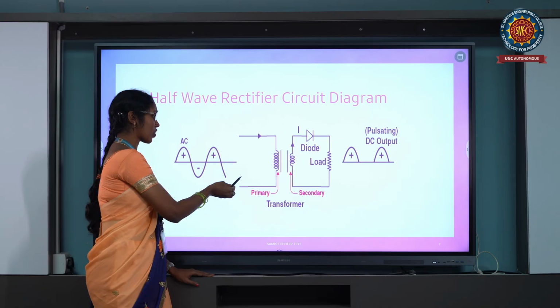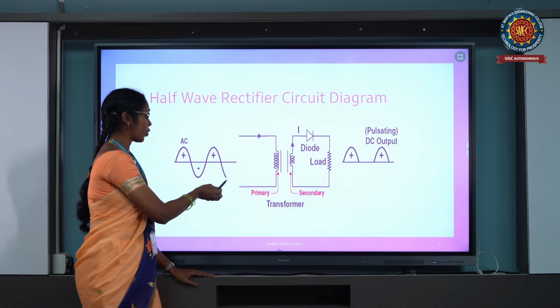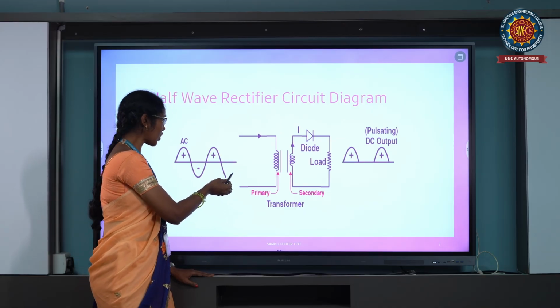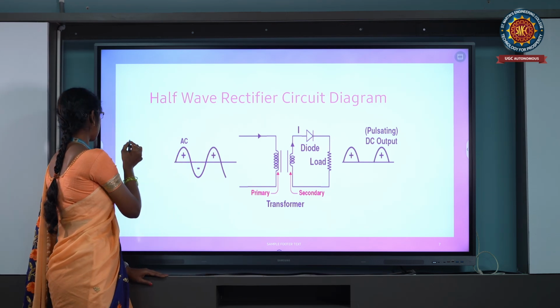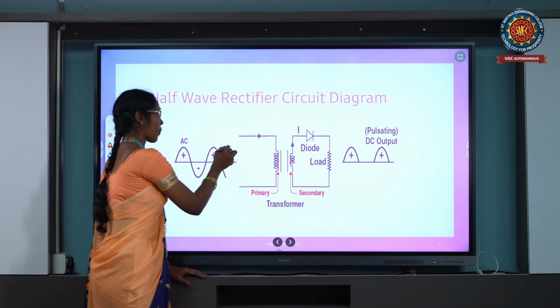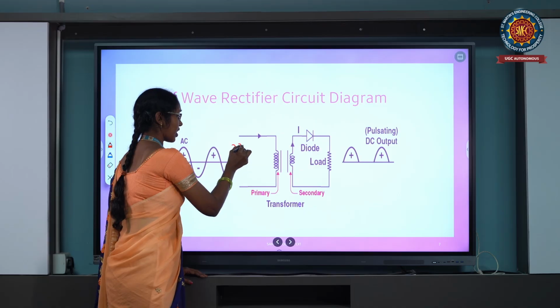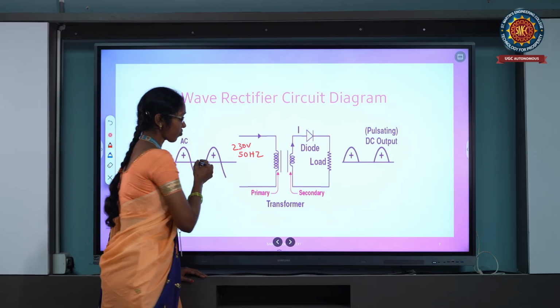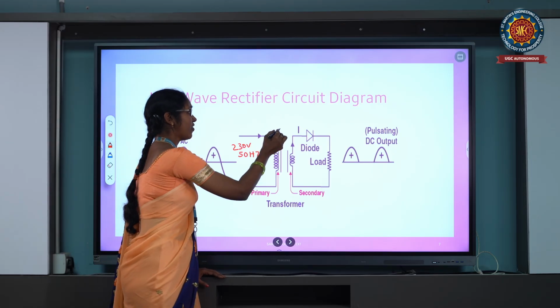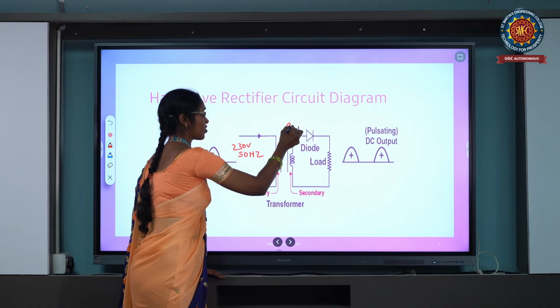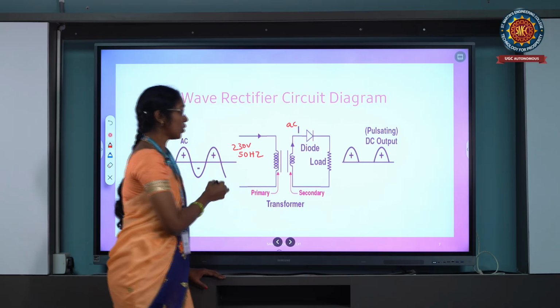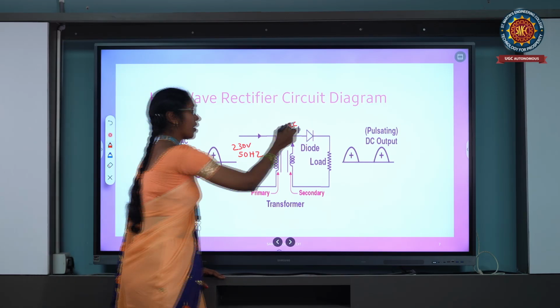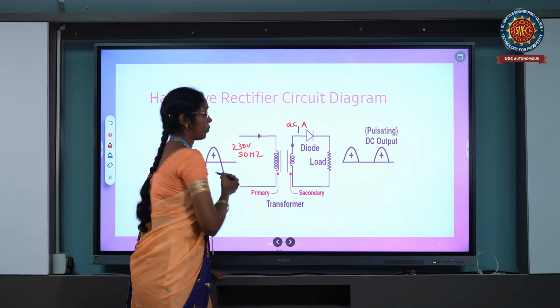Input to the step down transformer is an AC sinusoidal input voltage of 230 volts. Here we are applying an AC sinusoidal voltage of 230 volts and 50 Hz. At the secondary winding, we are getting an AC voltage of lower value, which is given as input to the anode terminal of the diode.